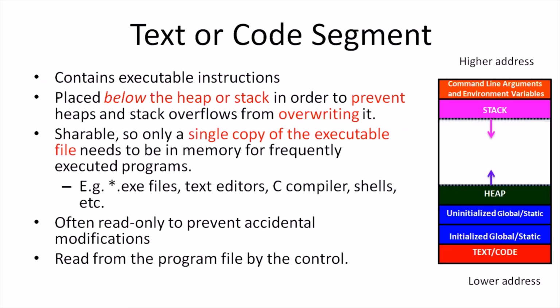Hence, only a single copy of an executable file needs to be in the memory for frequently executed programs. For example, a single executable file for a text editor may be invoked multiple times for different instances of the text editor. Similarly, other executables can be C compilers, shells, etc. This section is often made read-only to prevent accidental modifications.